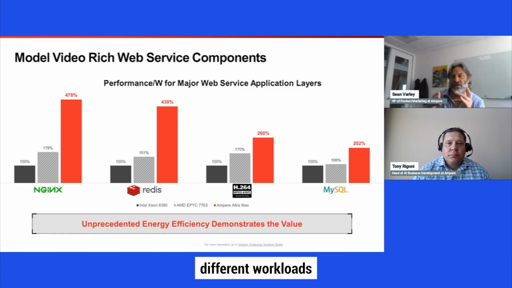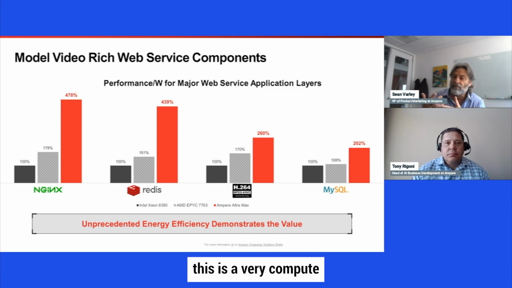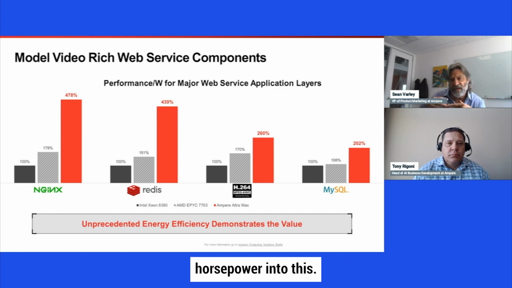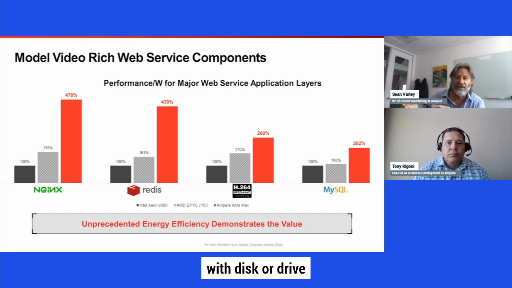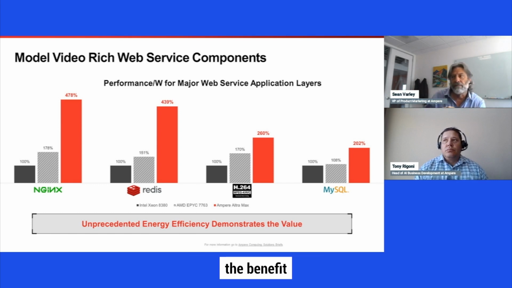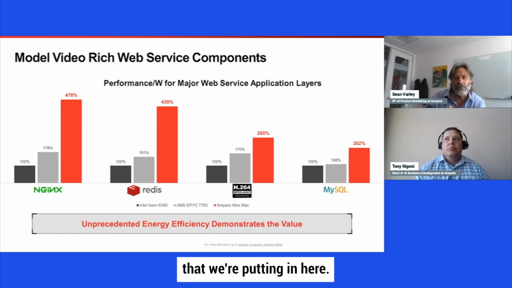Because all of these different workloads exercise different parts of the architecture. If you're looking at H.264, this is a very compute-intensive activity, as the NetInt guys can attest to. You put a lot of computational horsepower into this. In MySQL, you're going to be very I/O bound. You're really going to have a lot of interaction with disk or drive, and whatever the storage infrastructure is that's persistent behind the web service. So that actually limits the benefit that you might get out of these scale out efficiencies that we're putting in here. But still, you get a benefit, almost 2x better.